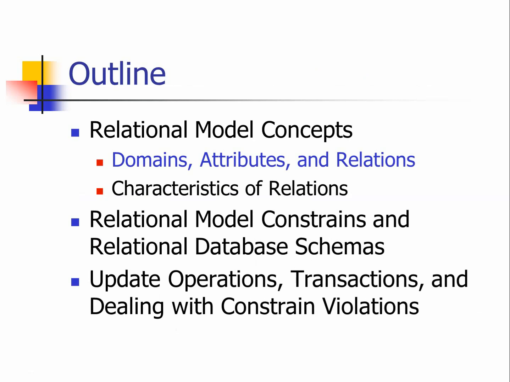Here is the outline. For relational model concepts, we will start with domains, attributes, and relations. After that, we will look into the characteristics of relations. Then we will look into schemas, which is where we learn how to draw the relational schema diagram. Then we will look into how the data is stored inside the structures we have built. This chapter is very important for really doing the implementation of the database. So, starting with domains, attributes, and relations.